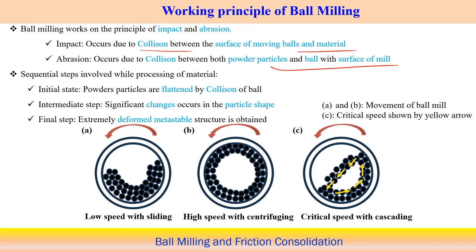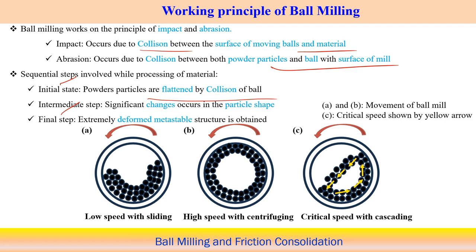In this case, the sequential steps involved while processing the material start with the initial phase. We can follow the figure here. Powder particles are flattened by the collision of the ball. So the ball interacts at the initial phase, such that powder particles are flattened. In the intermediate step, a significant change occurs in the particle shape. With continuous impacting of the ball on the material, particle shape usually changes at the intermediate stage.